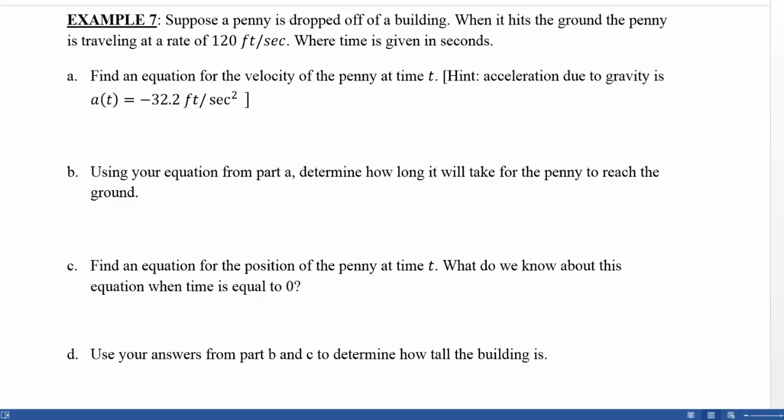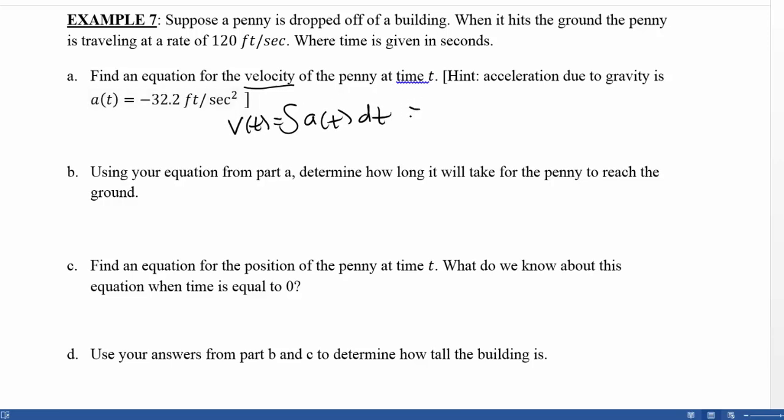So that means if something is falling just naturally, it hasn't been launched or anything, it's just been dropped, that the acceleration due to gravity is negative 32.2 feet. So if we want to talk about velocity, we need to remember that acceleration is the derivative of velocity. So if we want to go the other way and go from acceleration back to velocity, we're going to need to find the antiderivative. So here, if we take the antiderivative of the acceleration, that will give us the velocity.